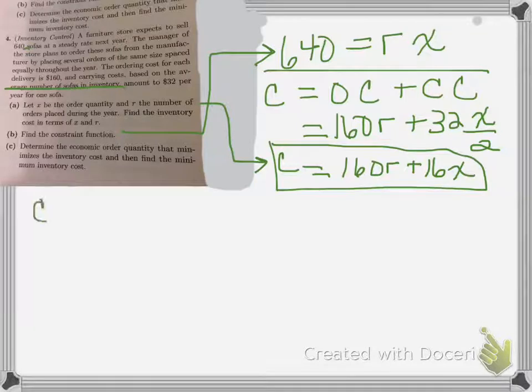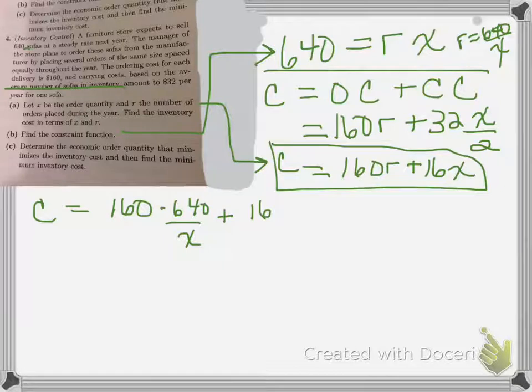Okay, so my cost is going to be 160, and I said let R equal 640 over X. So instead of having an R, I now have 640 over X, and then plus my 16X. So clean up that equation. 160 times 640 is 102400. Bring that X up, unless you want to use the quotient rule, which would be totally fine.